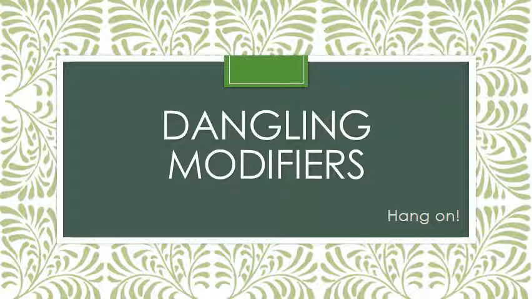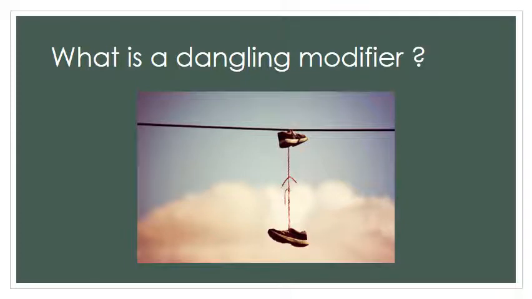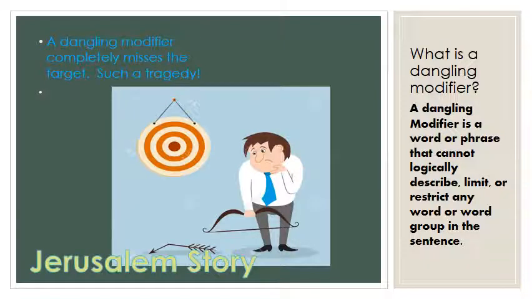Here's another kind of problem, a dangling modifier. We just discussed misplaced. Now we're going to discuss dangling modifiers. What is a dangling modifier? A dangling modifier misses the target completely. It's not even near what it modifies. It's a word or phrase that cannot logically describe any other group in the sentence.